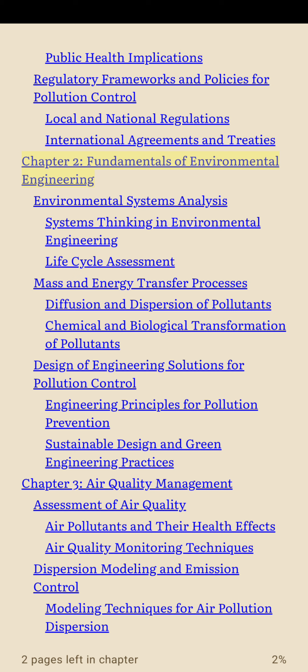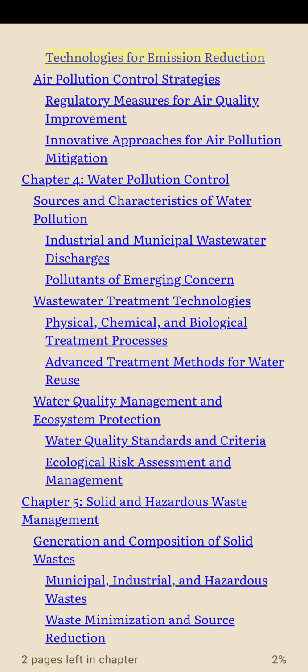Chapter 2. Fundamentals of Environmental Engineering. Environmental Systems Analysis. Systems Thinking in Environmental Engineering. Life Cycle Assessment. Mass and Energy Transfer Processes. Diffusion and Dispersion of Pollutants. Chemical and Biological Transformation of Pollutants. Design of Engineering Solutions for Pollution Control. Engineering Principles for Pollution Prevention. Sustainable Design and Green Engineering Practices. Chapter 3. Air Quality Management. Assessment of Air Quality. Air Pollutants and Their Health Effects. Air Quality Monitoring Techniques. Dispersion Modeling and Emission Control. Modeling Techniques for Air Pollution Dispersion. Technologies for Emission Reduction. Air Pollution Control Strategies. Regulatory Measures for Air Quality Improvement. Innovative Approaches for Air Pollution Mitigation.